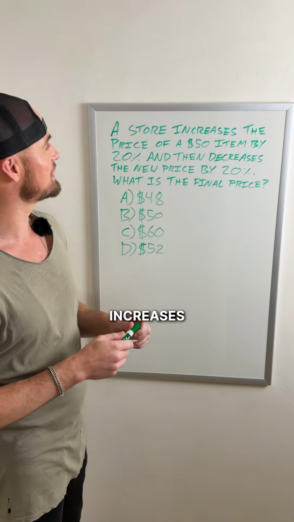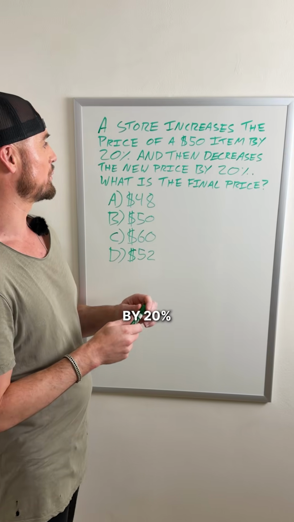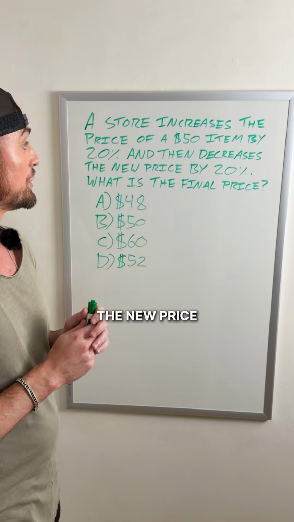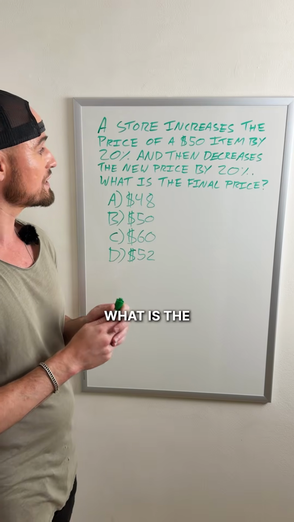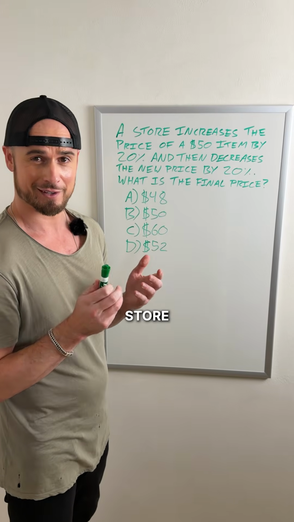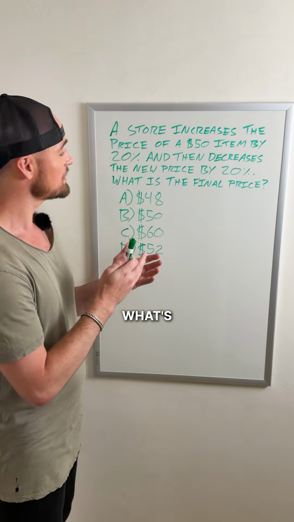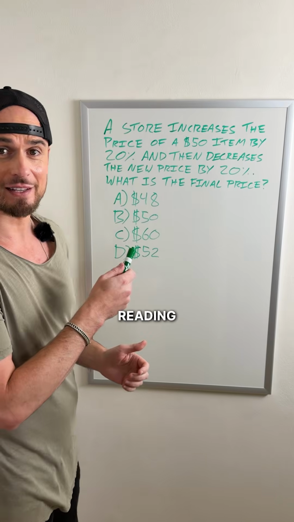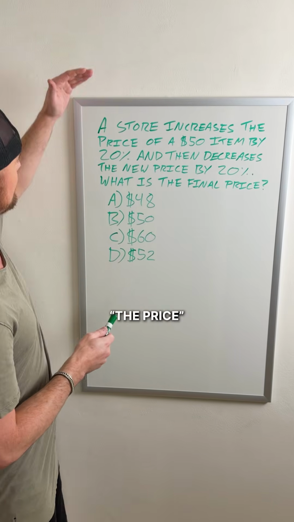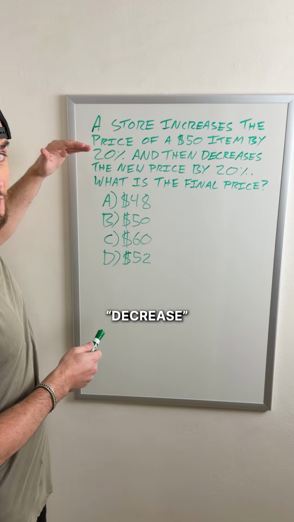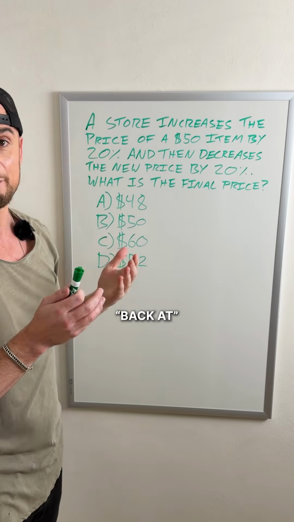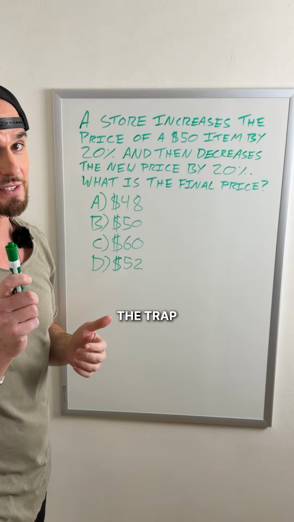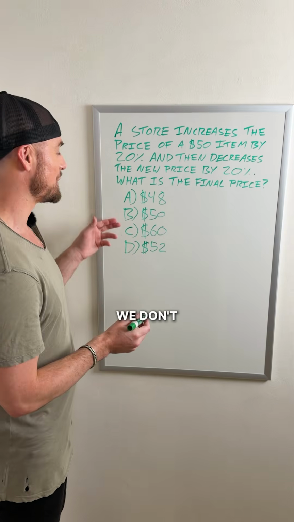A store increases the price of a $50 item by 20% and then decreases the new price by 20%. What is the final price? First of all, store, stop changing your price all the time, okay? Second of all, what's the trap answer here? A lot of students reading this might think, well, if they increase the price by 20% and then decrease the price by 20%, we're just gonna end up back at the same starting price. But that's the trap.